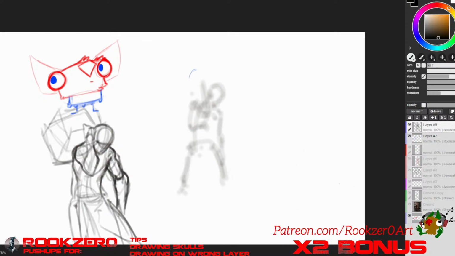General line work. I think I've learned a lot about proportion from you. I think there's some cool stuff you do that I wouldn't have thought of.